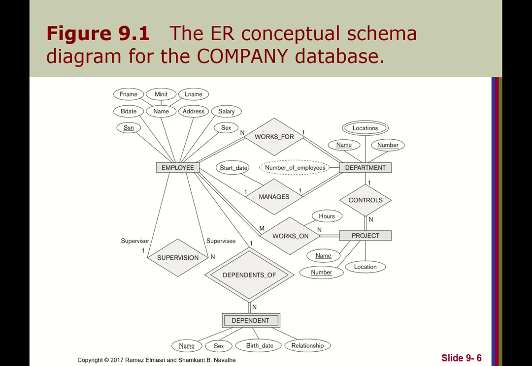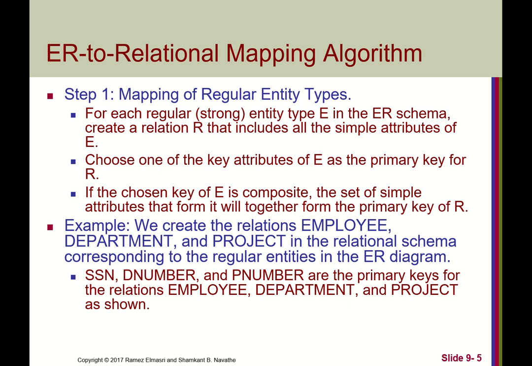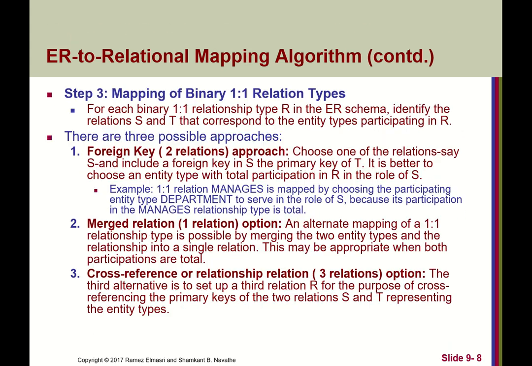So let's move on to step 3. Step 3 is mapping one-to-one relationship type. There are many ways to do this mapping, which means 3 ways. What are the 3 ways? The first is the foreign key approach: choose one of the relations, include the foreign key, and that refers to the primary key of the other table. So how do you choose which one has the foreign key and which one has the primary key? Very simple.